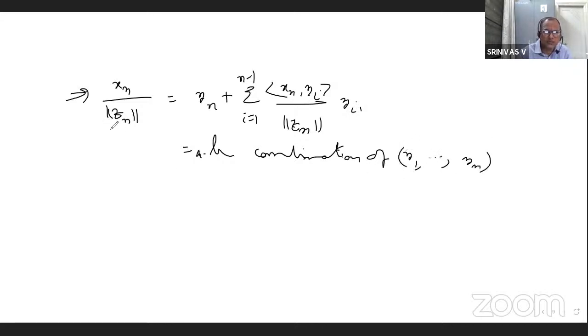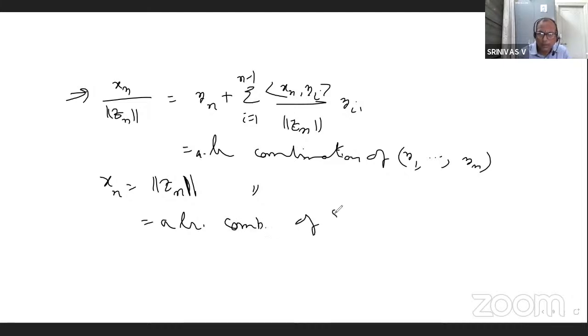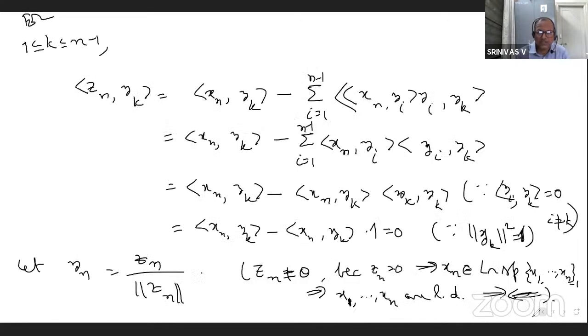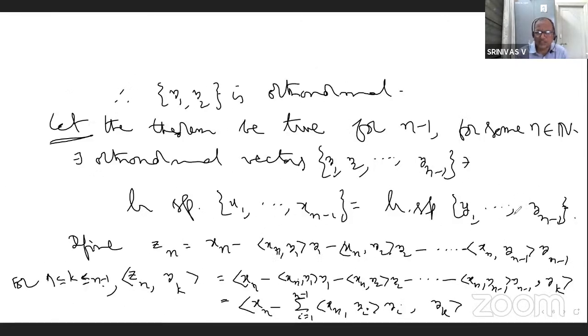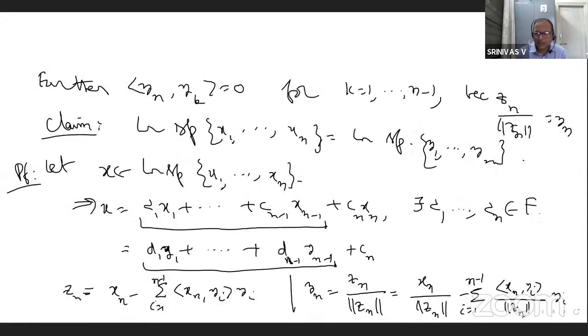Okay, and this is what you can take norm zn to this side. So xn is norm zn into this scalar. Okay, means this is a linear combination of y1 up to yn. Therefore, if you club in the induction hypothesis that these two linear spans are same, it gives you that xn is also a linear combination, right?